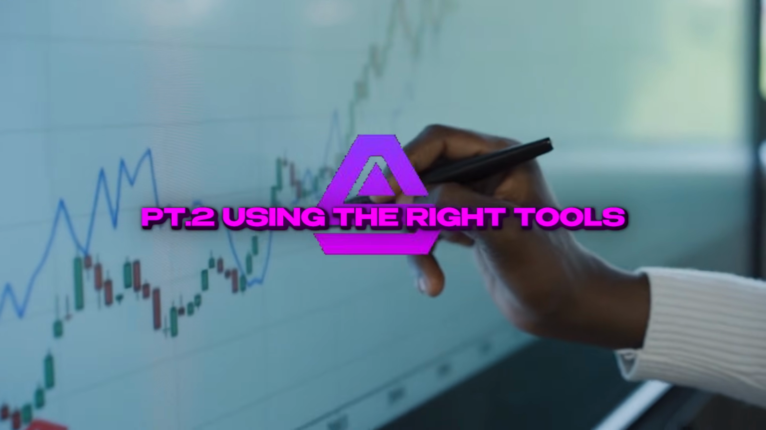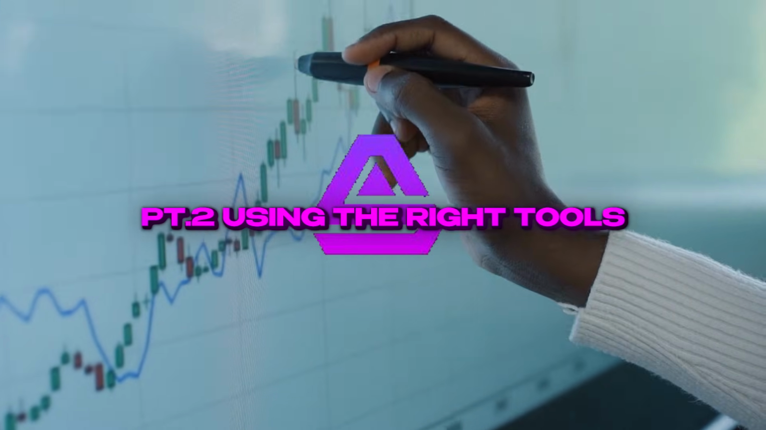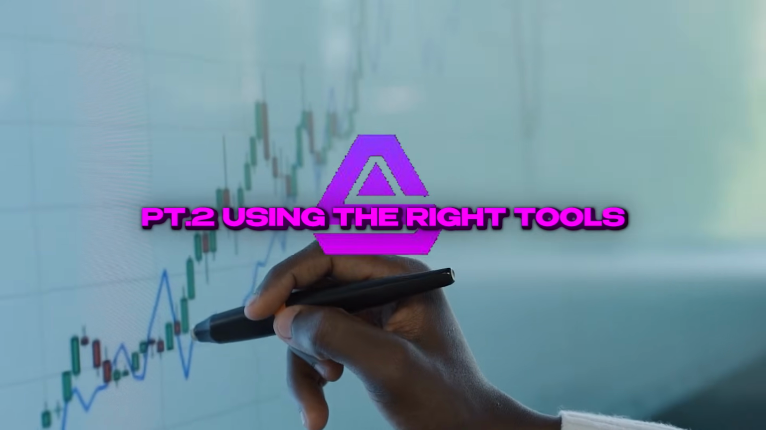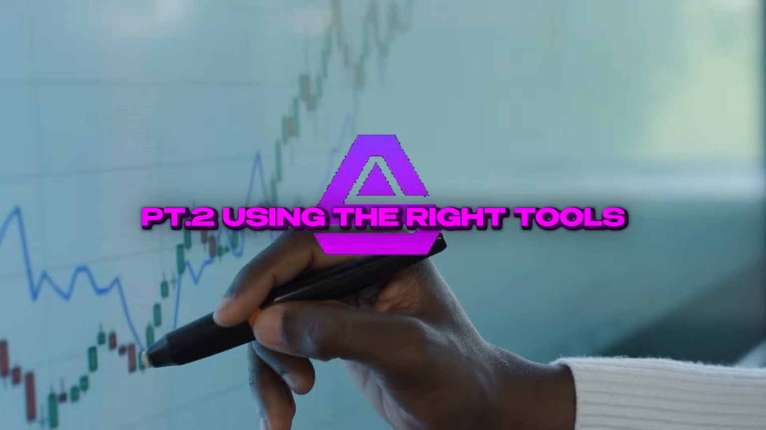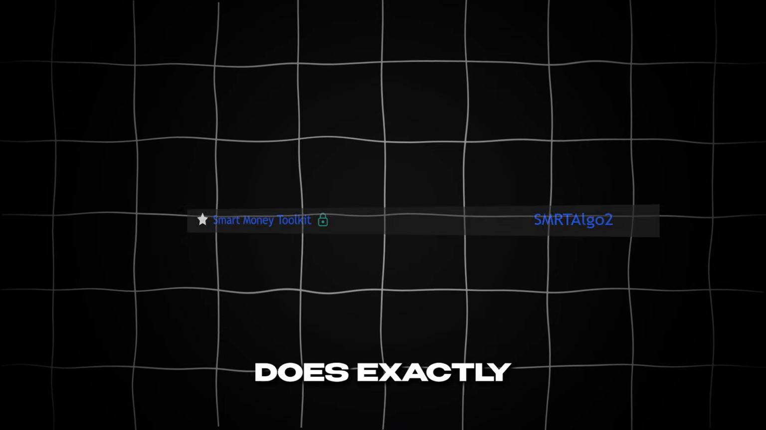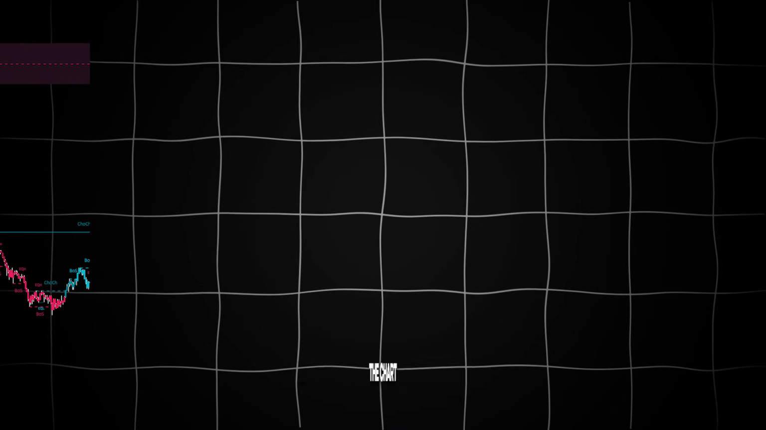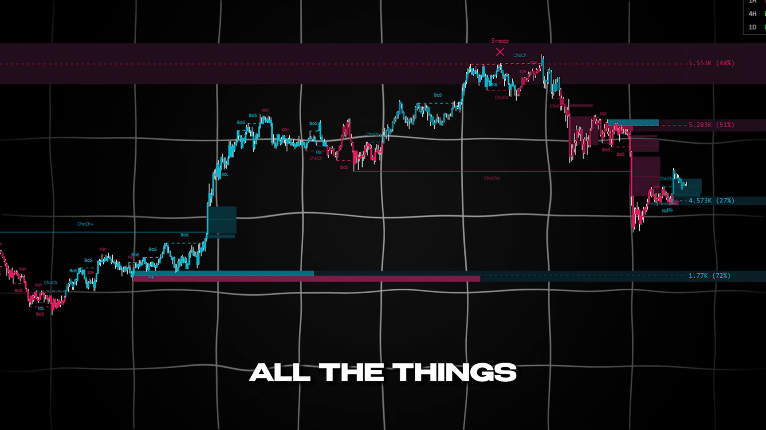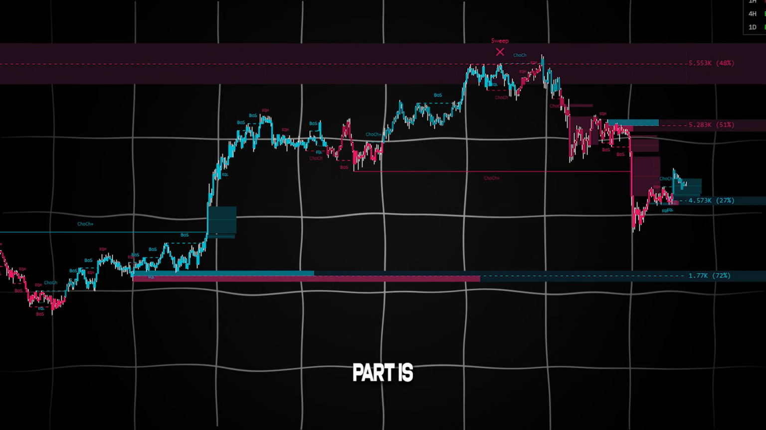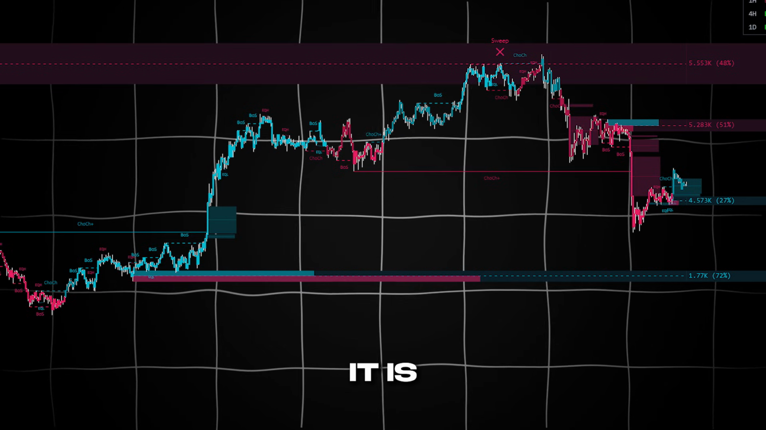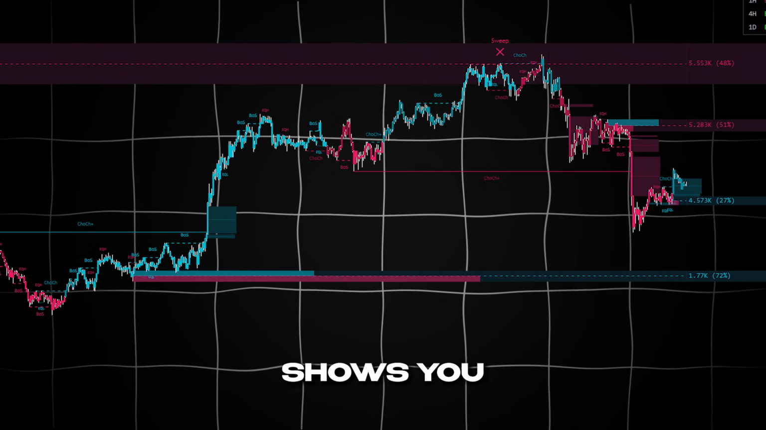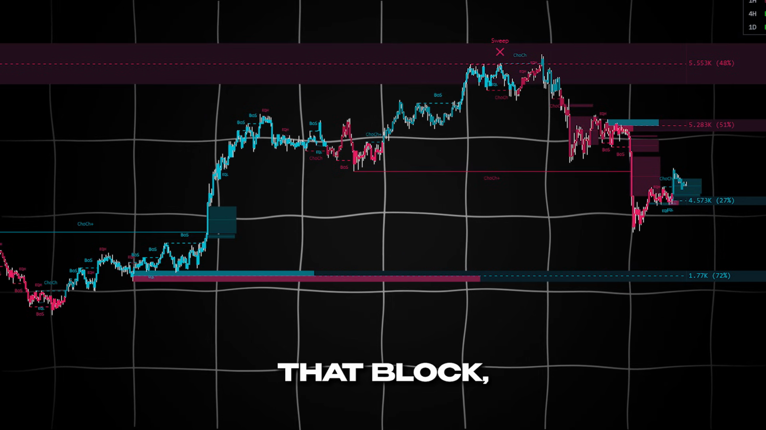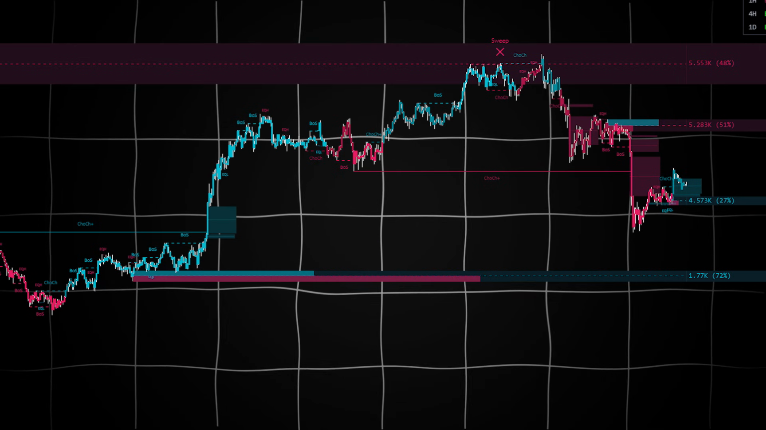Part 2. How to trade smarter with SMRT Algo tools. Now that you know what really drives price, let's make it easier to read all this in real time. The Smart Money Toolkit from SMRT Algo does exactly that. It automatically marks up the chart with structure, liquidity sweeps, order blocks, and fair value gaps. All the things we just talked about. The best part is how visual and simple it is. When you're looking at an order block, the toolkit shows you the buyer to seller ratio inside that block. So you instantly see if it's strong or weak.